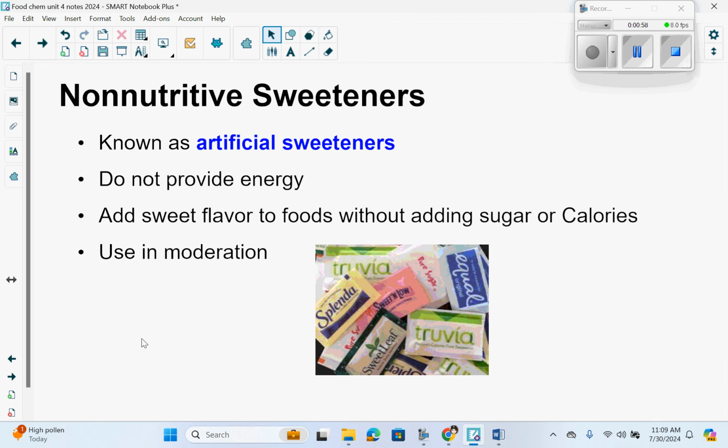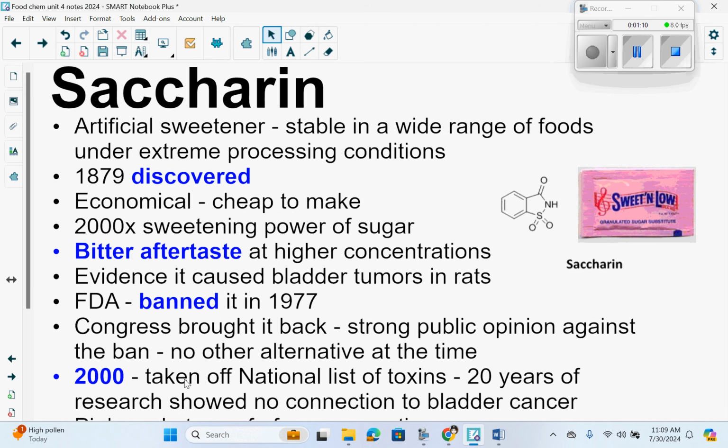Non-nutritive sweeteners are known as artificial sweeteners. They do not provide energy. They add a sweet flavor to foods without adding sugar or calories, but they should be used in moderation. So saccharin is an artificial sweetener. It's stable in a wide range of foods under extreme processing conditions.